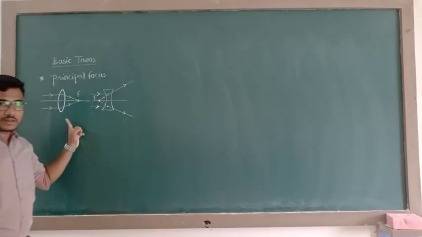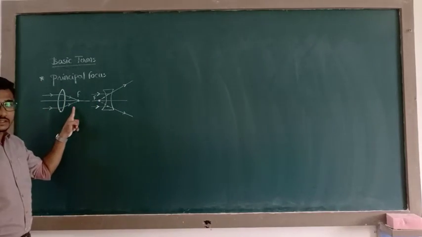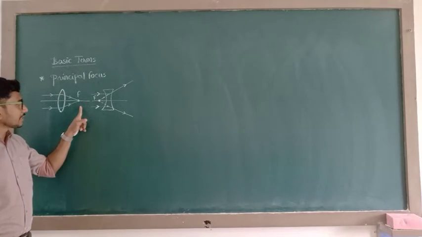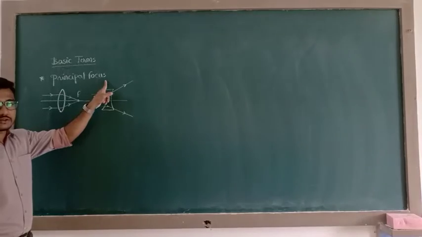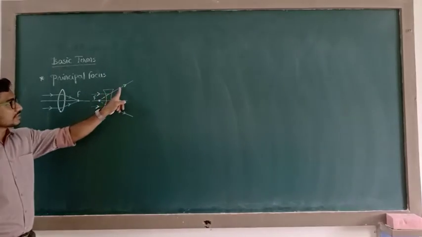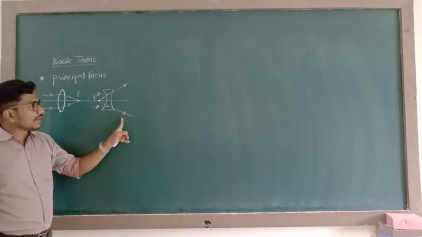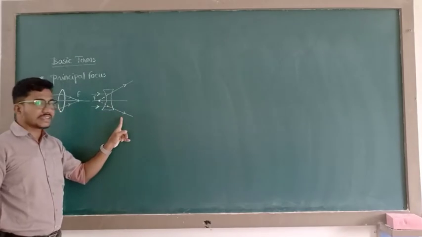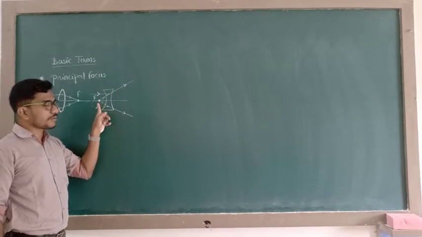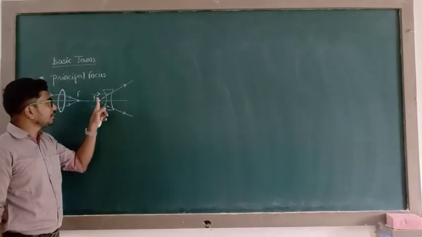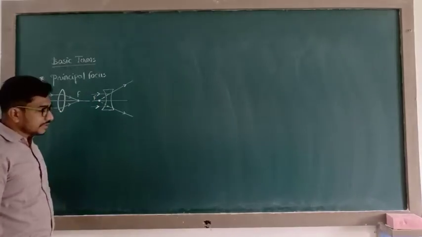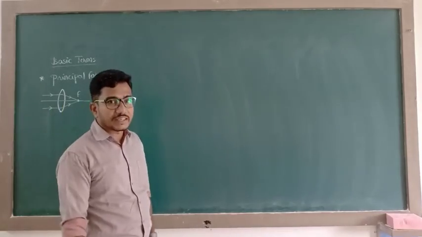Here, in case of a convex lens, after refraction, the refracted light rays converge to a point on the principal axis. That point is known as principal focus. And in case of concave, after refraction, it produces a divergent beam of light. After proceeding these two light rays backward, it appears as if the light rays are emerging from a point on the principal axis. That point is known as principal focus. And there are two principal foci in case of lenses.